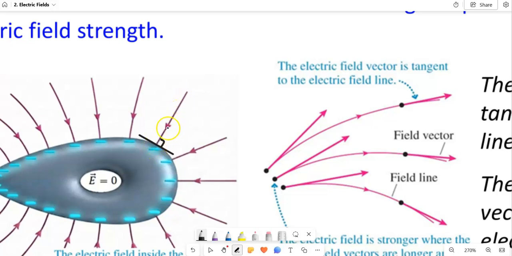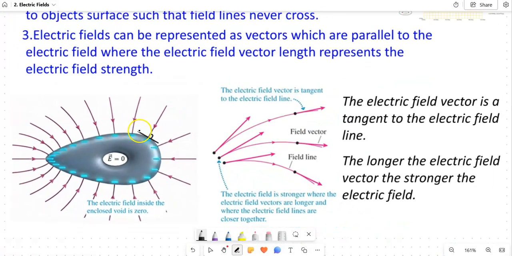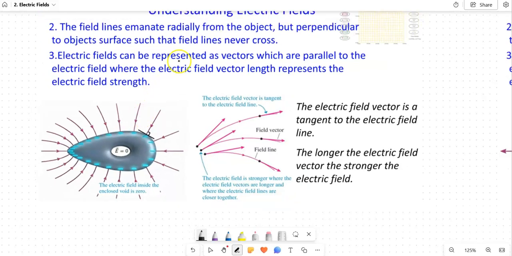If you measure that electric field line, it is perpendicular to that tangent line. So it's perpendicular to the surface. And so those are radial vectors. So the electric field lines emanate radially from the object, perpendicular to the object's surface. So you can have these weirdly shaped objects, like this looks like a teardrop.